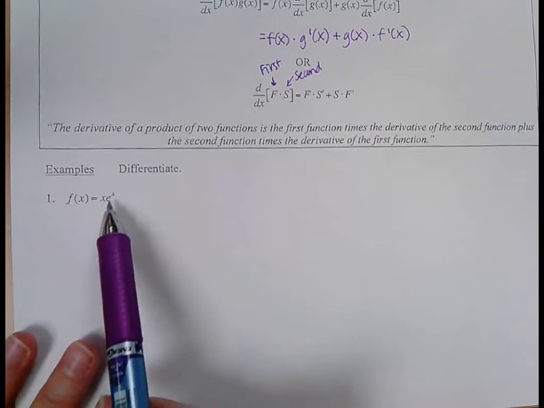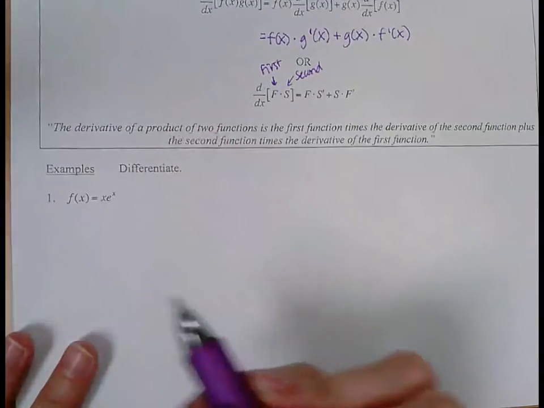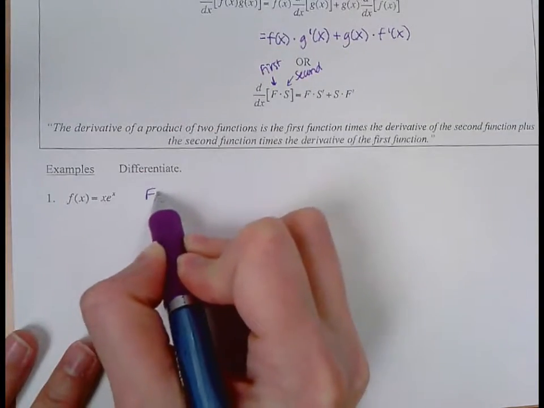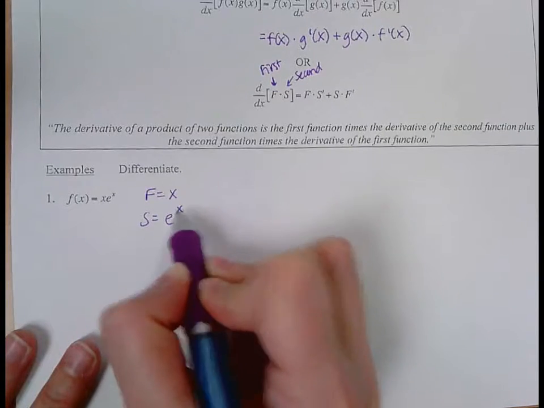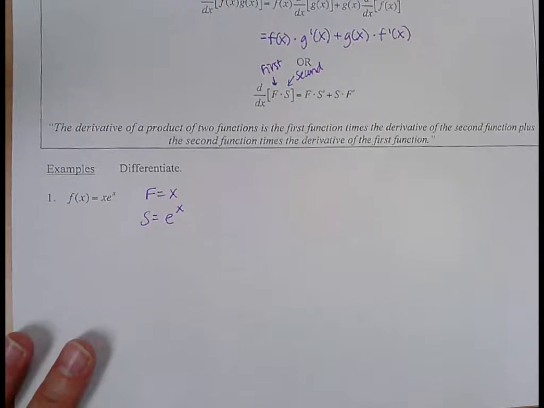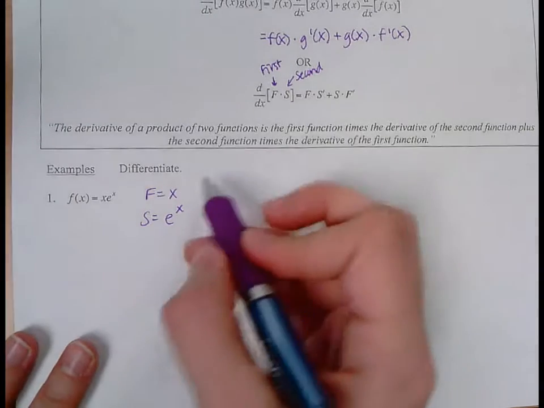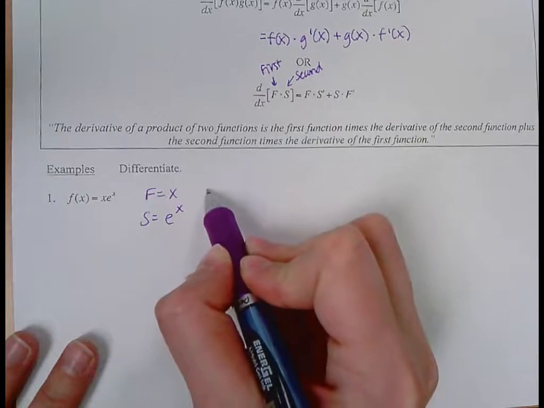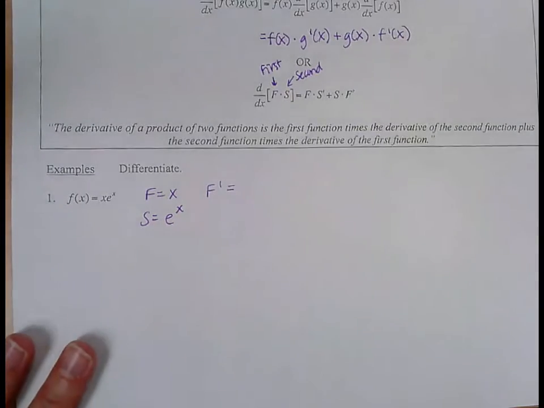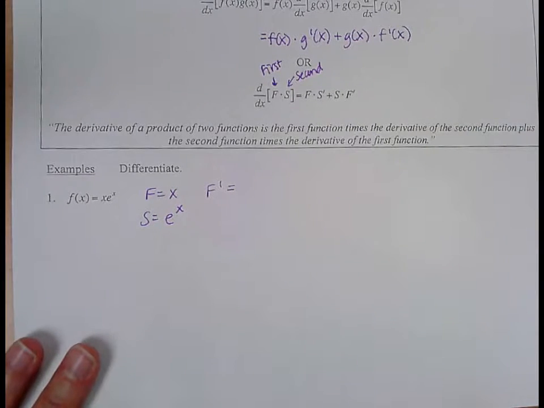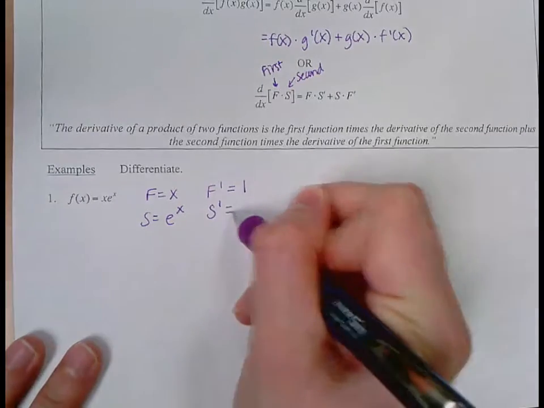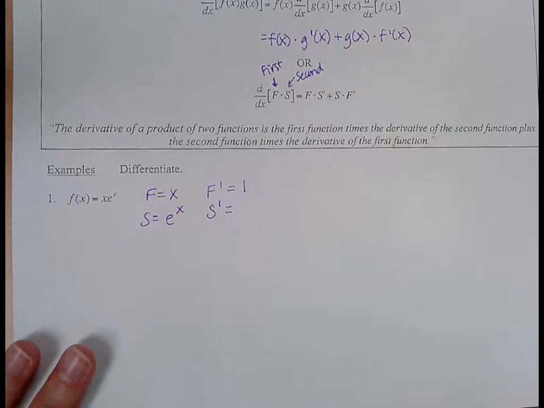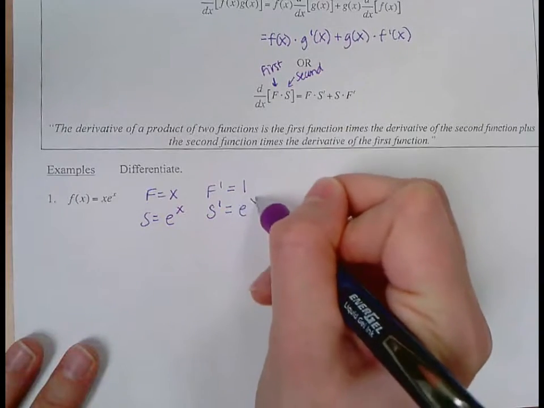So here, I would say this is a product. I have two functions. My first function is x. My second function is e to the x. Okay, because both involve x. So then I'm going to find the derivative of both. So f prime would be the derivative of x, which is what? 1. And then s prime is the derivative of e to the x, which is e to the x.